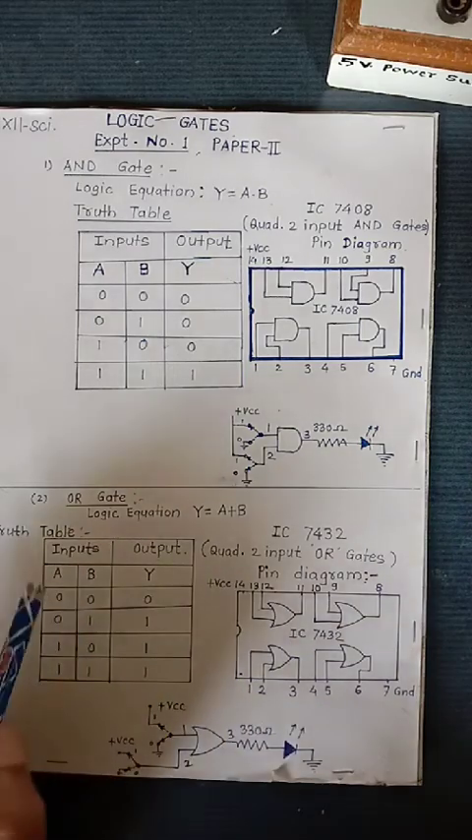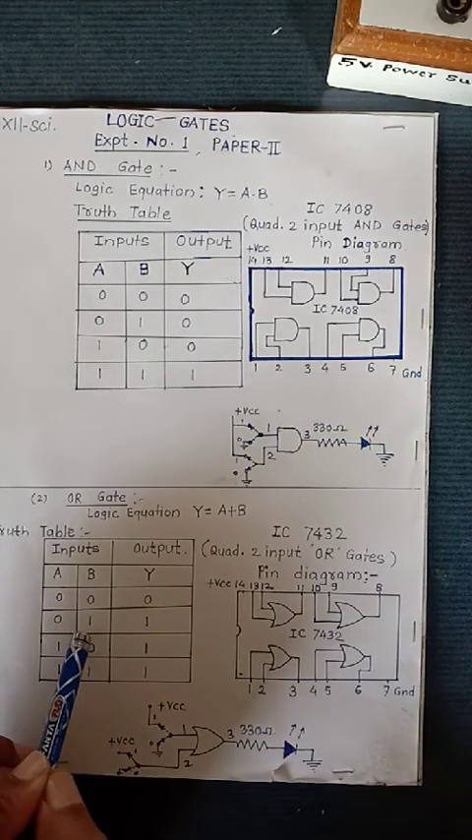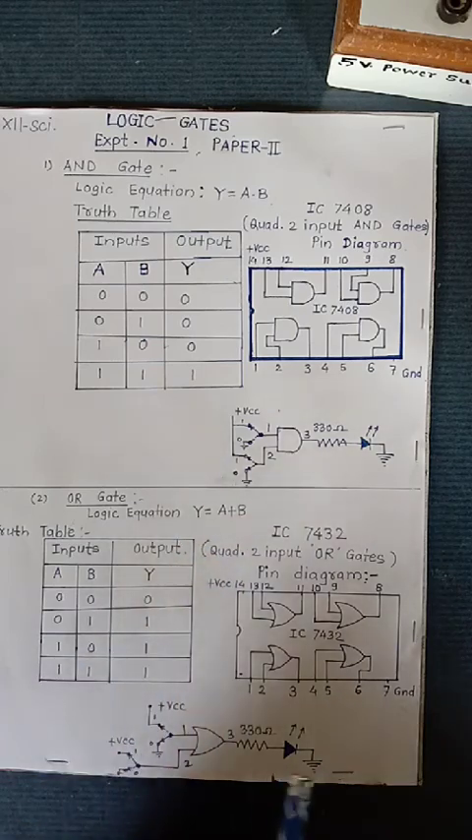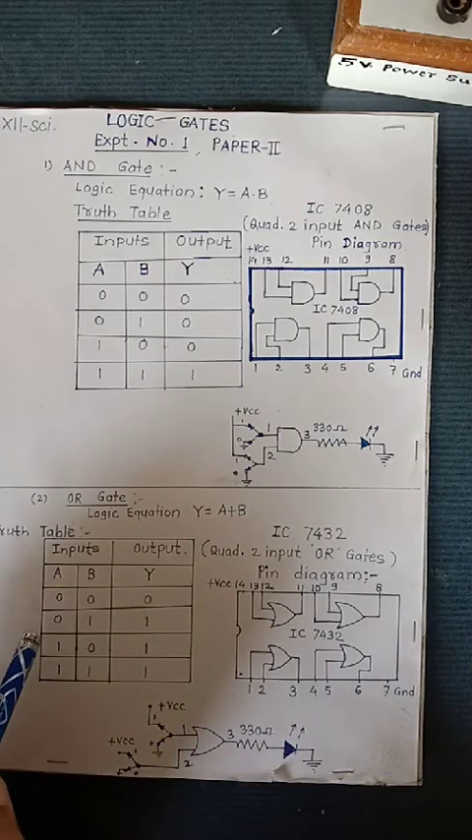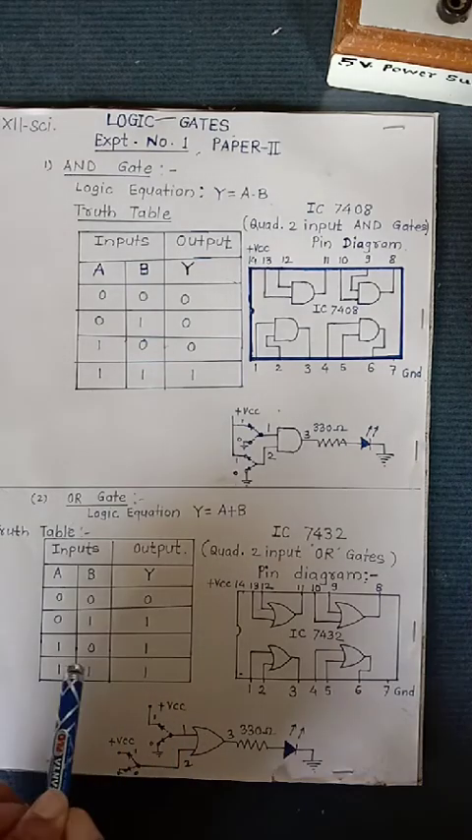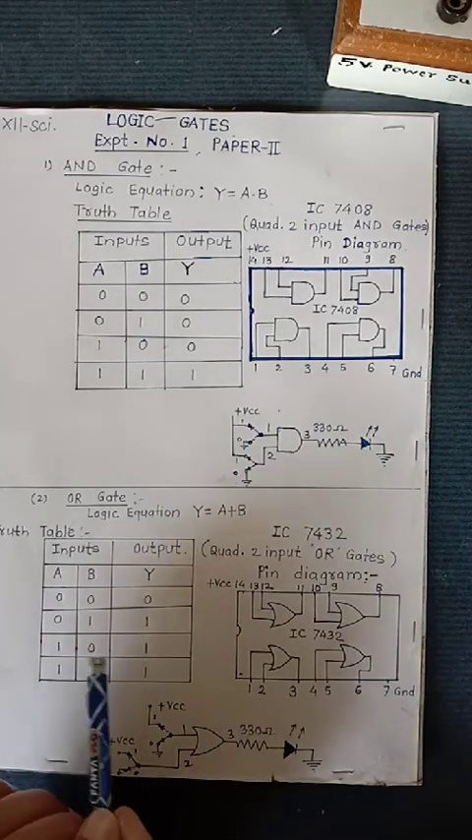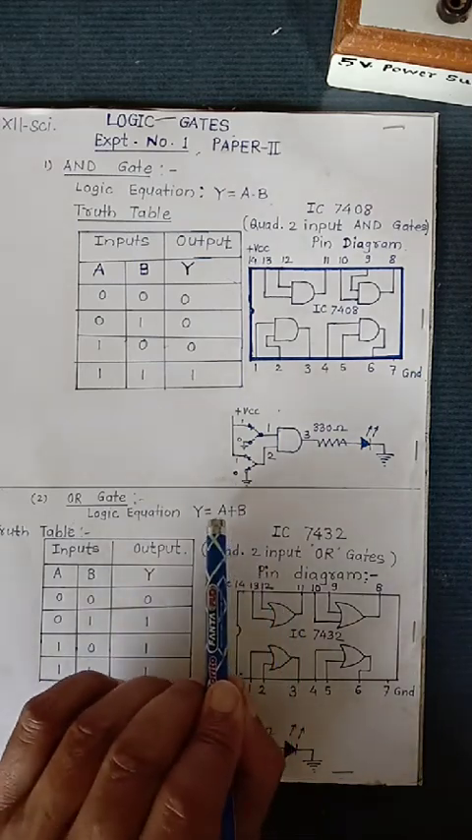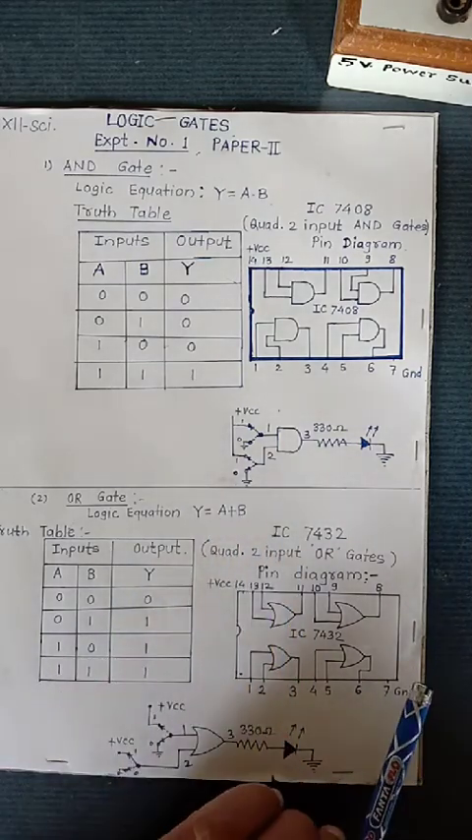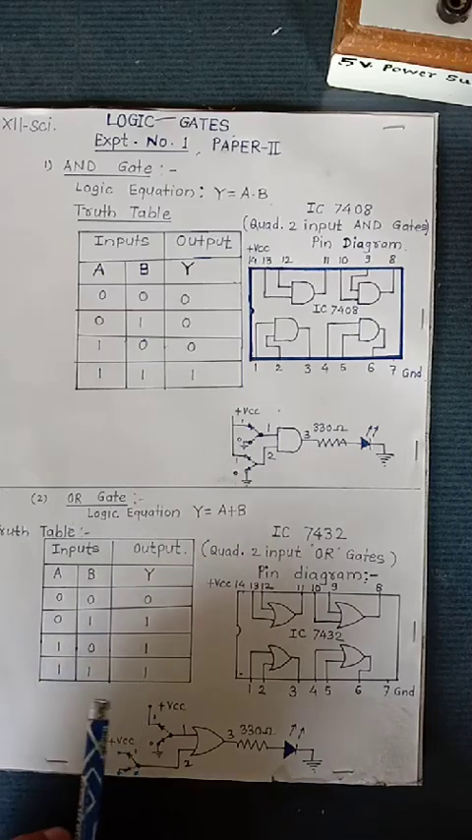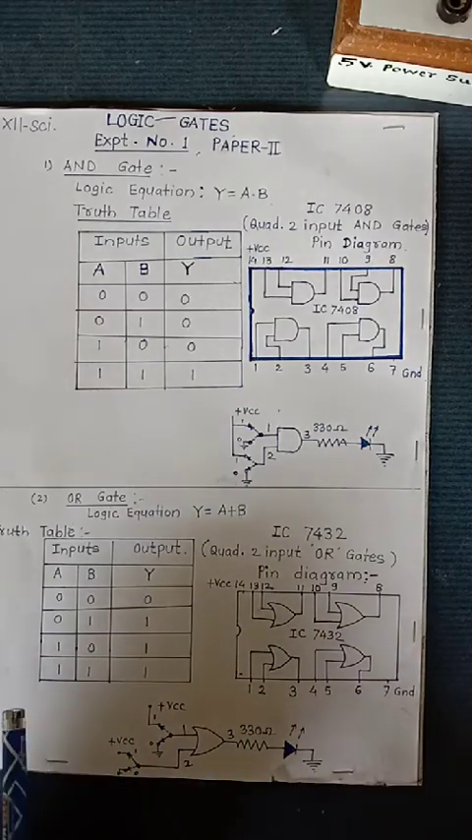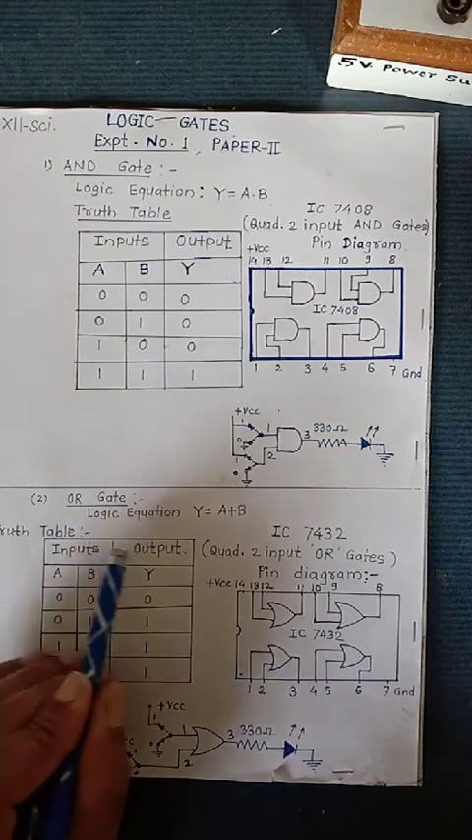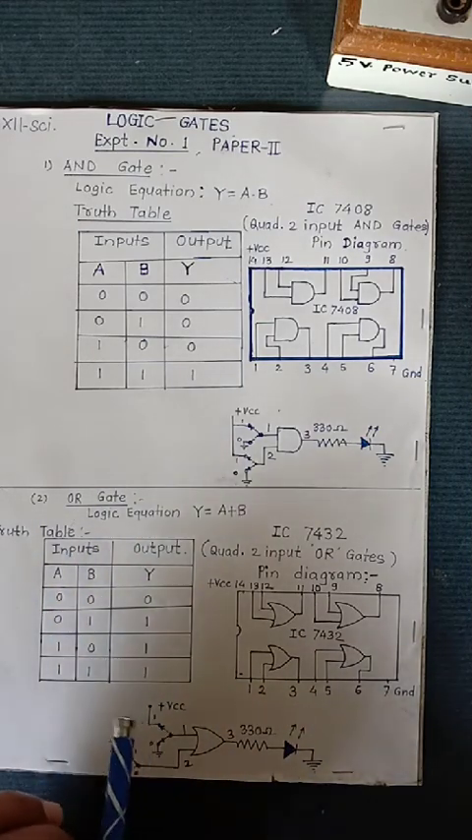Now any one input is high. Suppose B input is high and A input is low, then 0 plus 1 is 1. Now if A is 1 and B is 0, then 1 plus 0 is again 1. Output goes 1, or high. Now when both inputs are high, that is 1 plus 1, high plus high is high. So 1 plus 1 is 1.